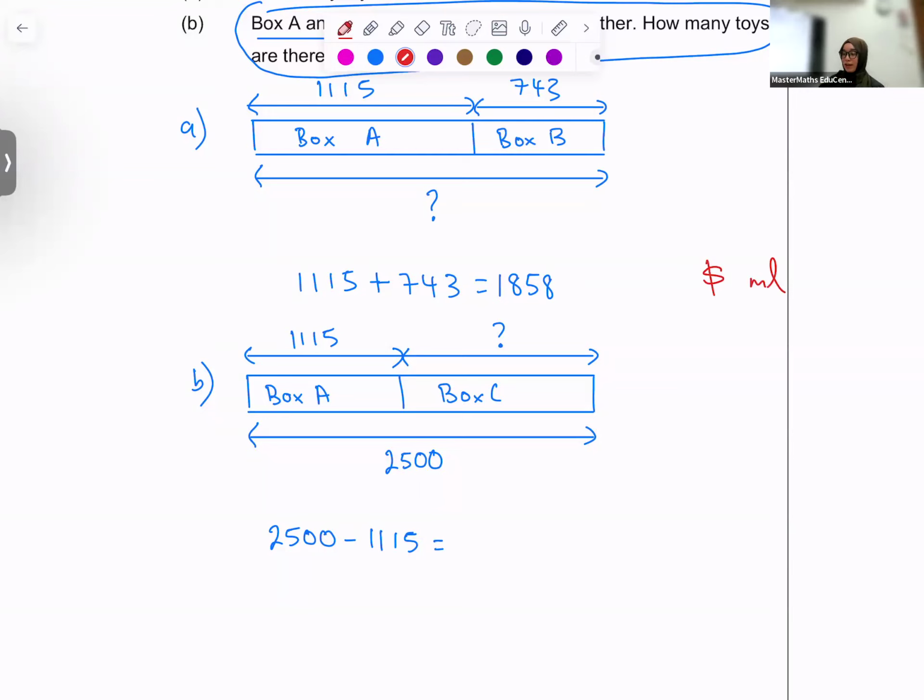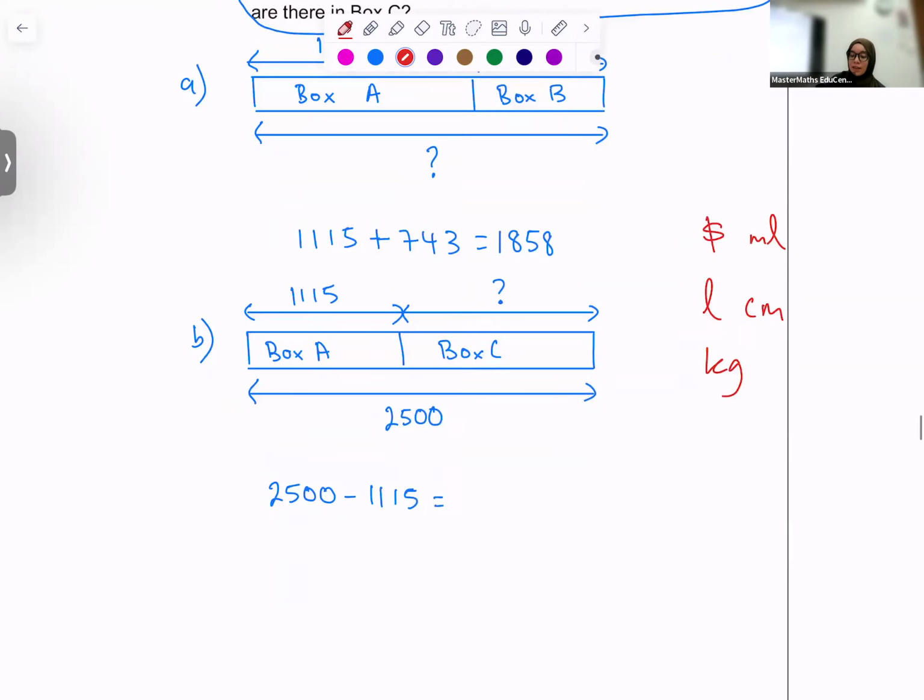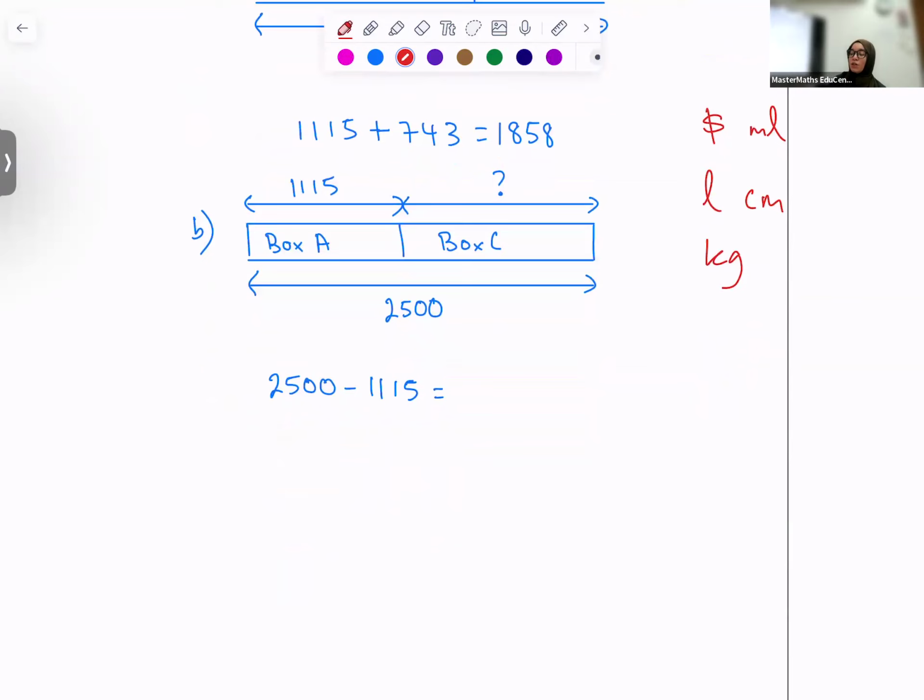Milliliters need to write. Liters need to write. cm need. kg need. Okay? For these units, we need to write. That one is for your answer statement. Okay, do you know what an answer statement is? The sentence that you write at the end of the question.